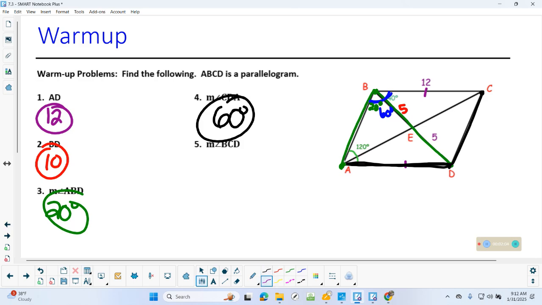Okay, last one. Measure of BCD. So the purple one, well, that's easy because opposite angles are congruent. So no work needed. What's your final answer? 120. Love this stuff. Kind of like a puzzle. Okay, any questions on that?